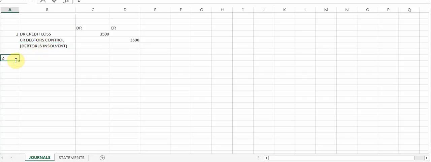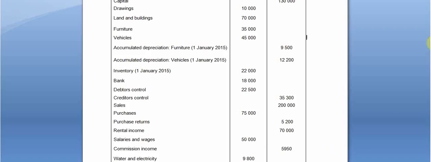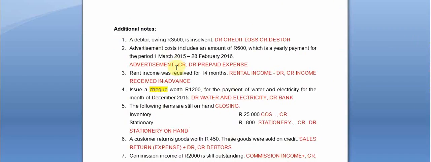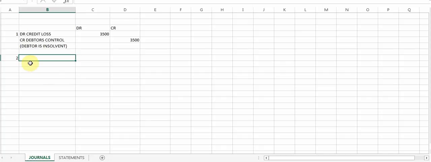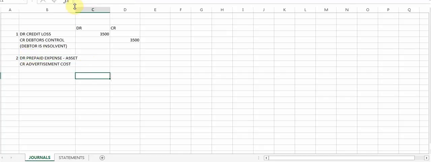In number 2, they have the advertisements. So you will remember there we said that the advertisements needs to be credited and the debit will be the prepaid expense because the advertisements is too much. So I'm going to credit the advertisement cost. I am going to debit the prepaid expense, which is of course an asset account. Please don't forget about that.